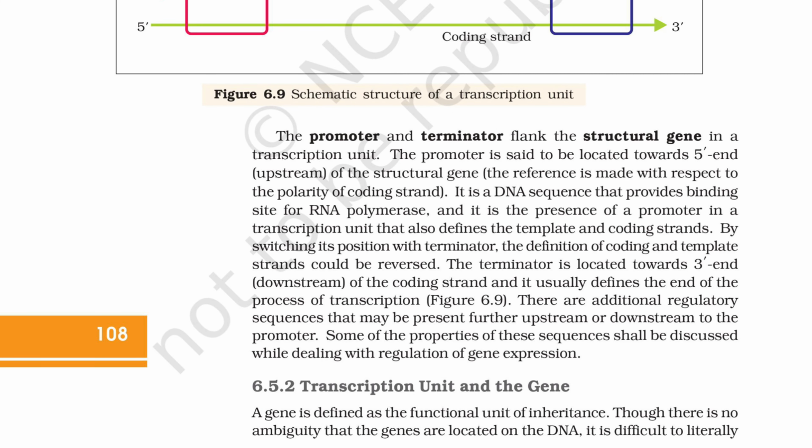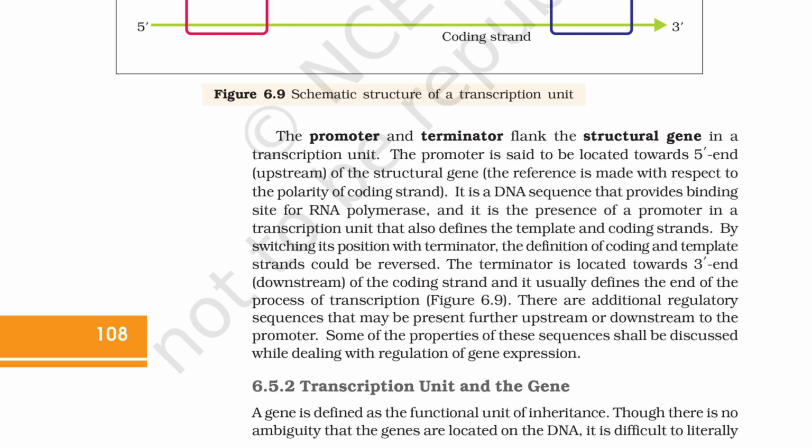The promoter and terminator flank the structural gene in a transcription unit. The promoter is said to be located towards the 5' end, upstream, of the structural gene. The reference is made with respect to the polarity of the coding strand. It is a DNA sequence that provides a binding site for RNA polymerase, and it is the presence of a promoter in a transcription unit that also defines the template and coding strands. By switching its position with the terminator, the definition of coding and template strands could be reversed.